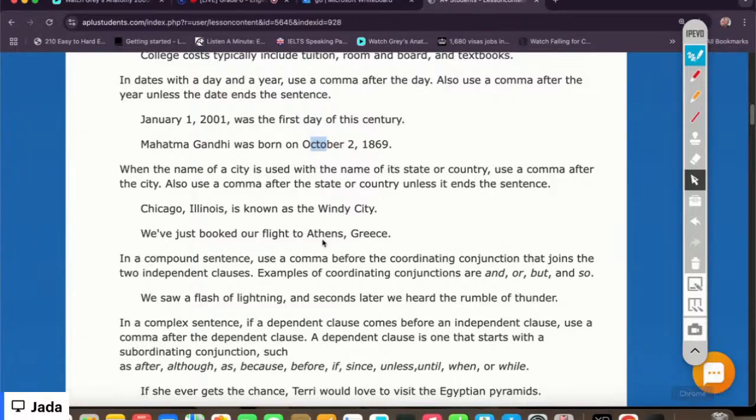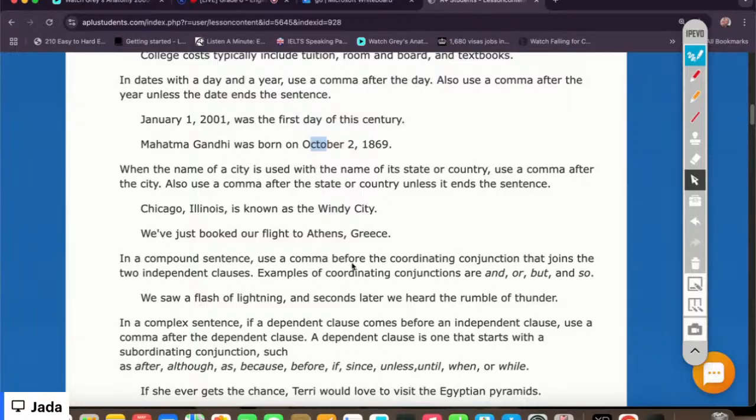Alright, so moving on, we have: when the name of a city is used with the name of its state or country, you have to use a comma after the city. Also use a comma after the state or country unless it ends the sentence. Okay? So we have, Chicago, Illinois, is known as the Windy City, right? So you can see that in between Chicago and Illinois, we have a comma.